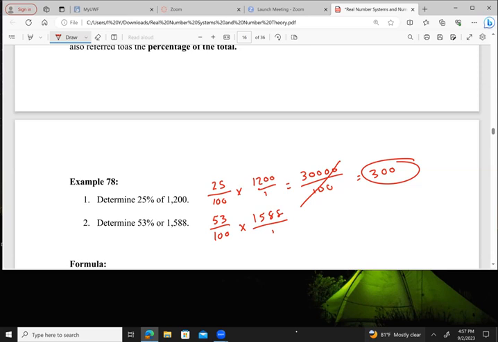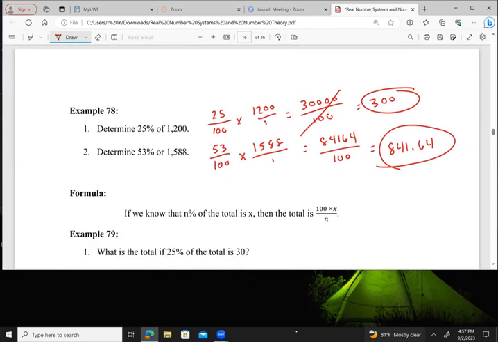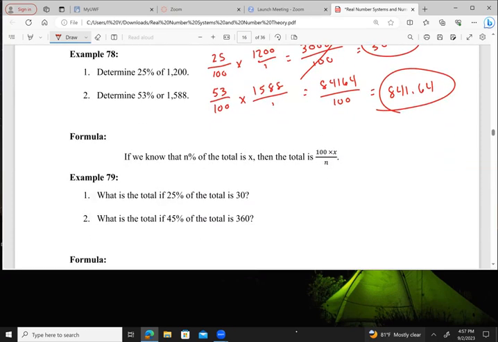Understood. 53 times 1588 gives me 84164 over 100, which if we want that in decimal form, is right there. So if we know that n percent of the total is x, then the total is 100 times x divided by n. So what is the total if 25% of the total is 30?